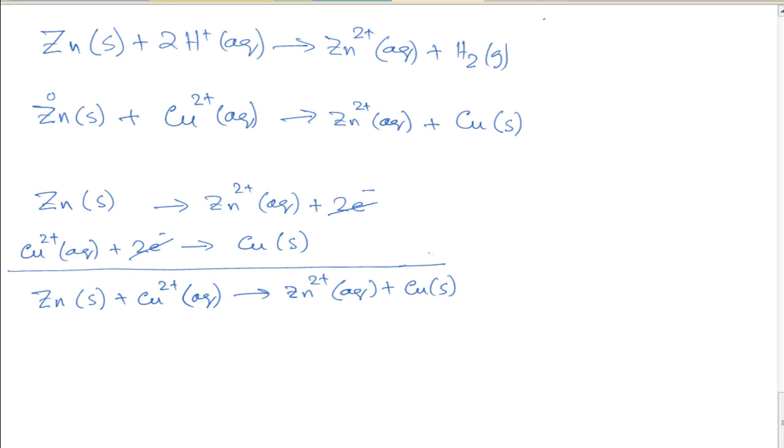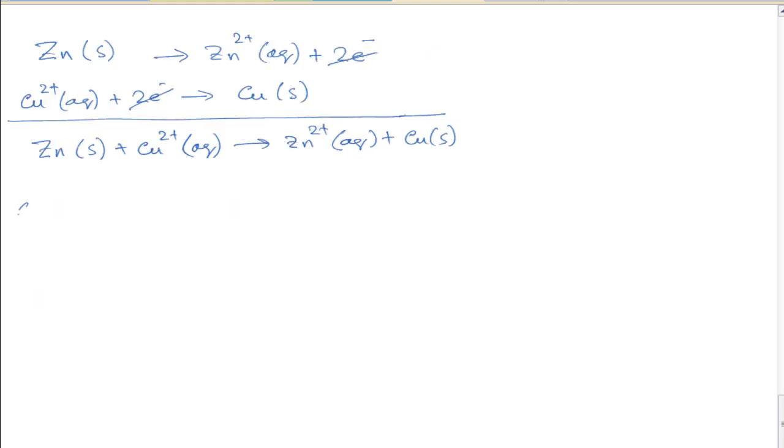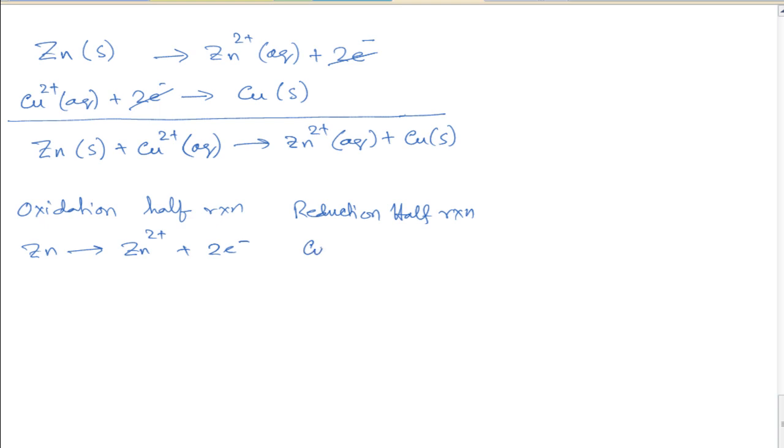So let me write the two halves. So the oxidation half reaction, which is the zinc slowly dissolving into zinc 2 plus, and the 2 electrons are coming out, and the reduction half reaction is where the copper 2 plus is picking up those 2 electrons to get the copper metal.